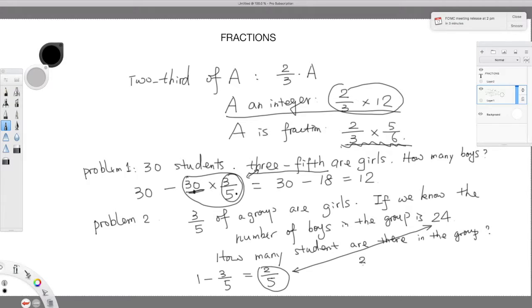If 2/5 corresponds to 24, the total number of students corresponds to 1. What's that going to correspond to? That's your real thinking. One way to think about it is that 2/5 corresponds to 24, so that means 1/5 corresponds to 12. And if 1/5 corresponds to 12, then 1 corresponds to 60, because we multiply by 5 on both sides. So that's one way of thinking about it.